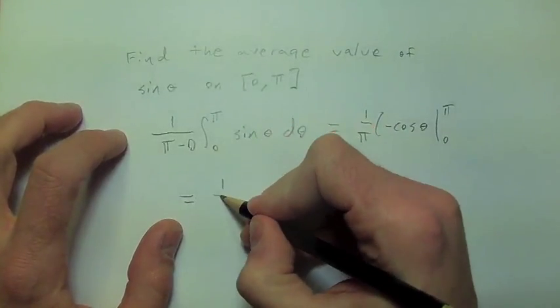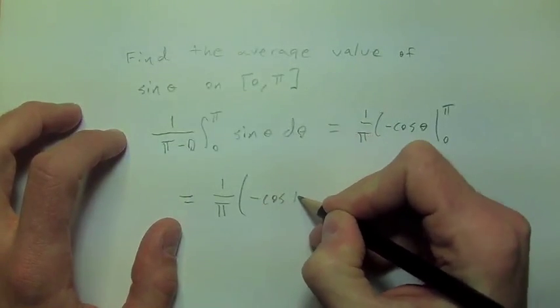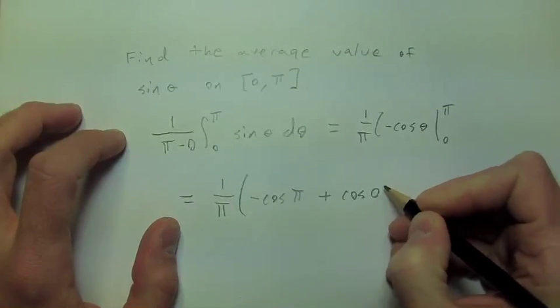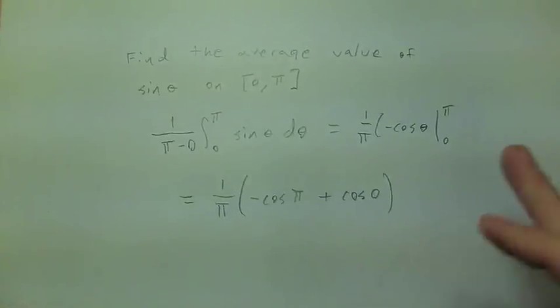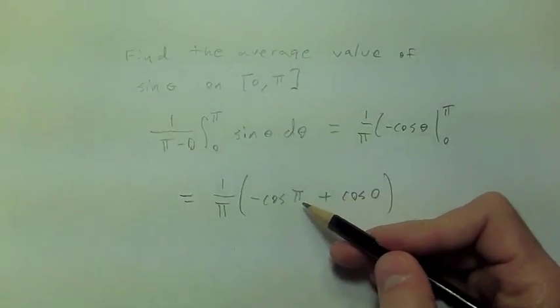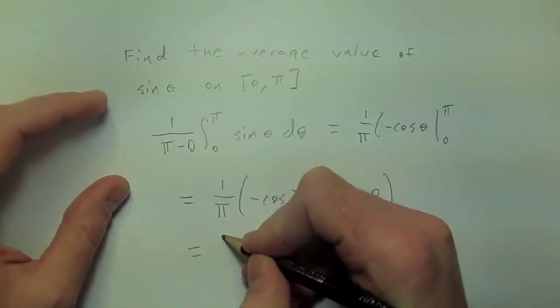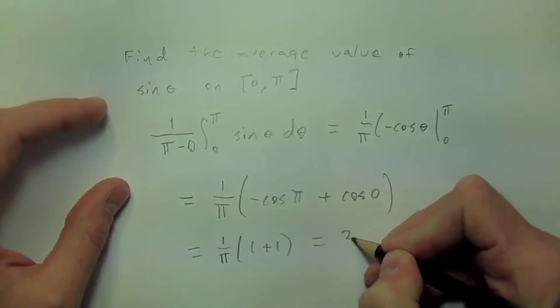So this will be 1 over pi times negative cosine pi plus cosine 0, right? Because we're subtracting, but since it's a negative, you know, you get it. Okay, so cosine of pi is negative 1, cosine of 0 is 1, so this is 1 over pi times 1 plus 1. So this is 2 over pi.